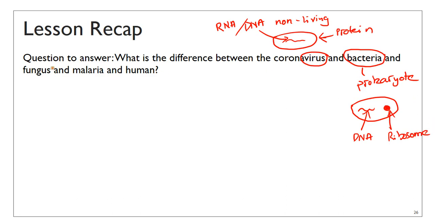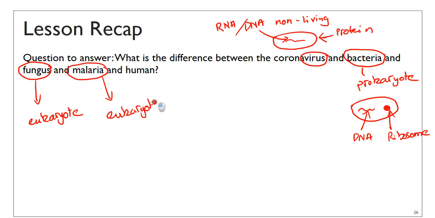A fungus is a type of eukaryote. Malaria is another type of eukaryote. A lot of people think malaria is a bacteria, but it's not. It's actually a more sophisticated type of cell. Also a eukaryote. And human is another type of eukaryote. But they are slightly different in terms of structure, and the genetic material is slightly different. So we'll talk about that in a future lesson.